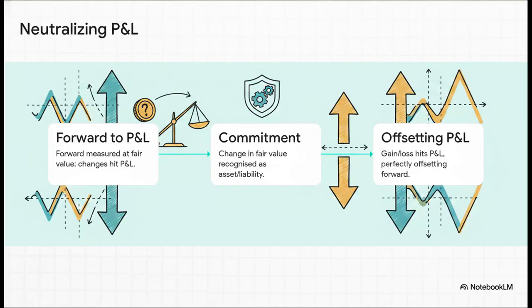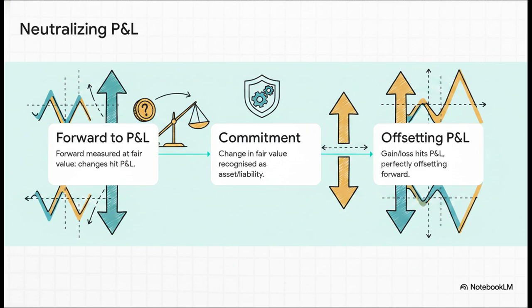Now, here is the really cool part. How these 3 steps completely neutralize your P&L exposure. Step 1. Exactly like before, your forward contract is measured at fair value, and those changes go straight to your P&L. But watch Step 2. Thanks to hedge accounting, the change in the fair value of that unrecognized firm commitment is suddenly pulled onto the balance sheet and recognized as an asset or liability.